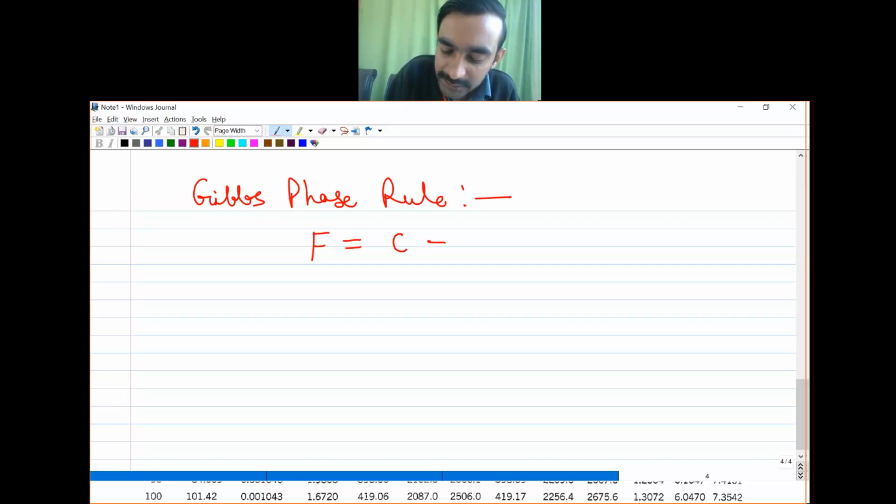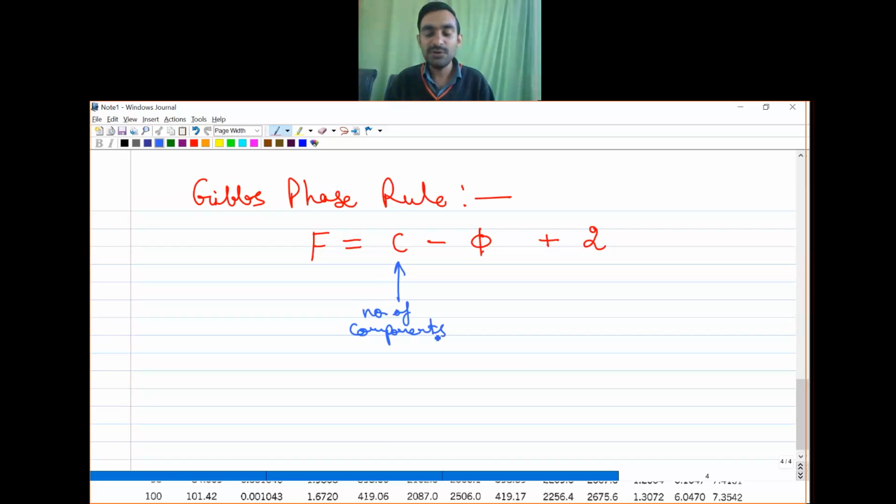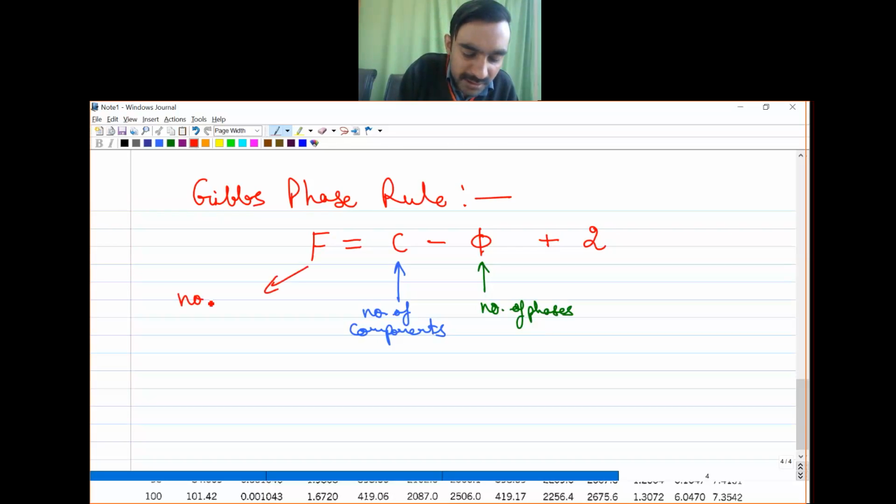So as per this, F is equal to C minus phi plus 2, where C represents the number of components of which our system is comprised, for which we want to define the property, and phi represents the number of phases present in our system. And F represents the number of degrees of freedom. It means the number of independent properties which are required to specify the state of the system.